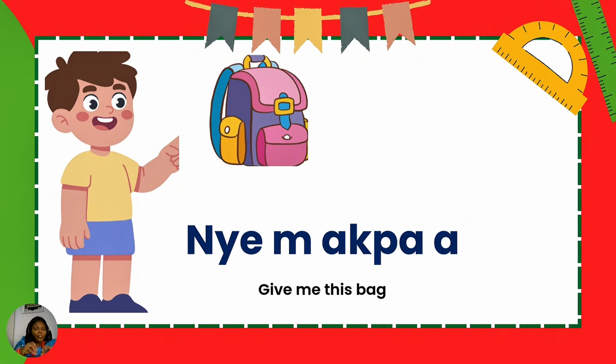Do you see? Nye m akpa a. But we just pronounce it fluently and we say nye m akpa. Nye m akpa. You see the way it works? It means give me this bag. Do you see? That's it.